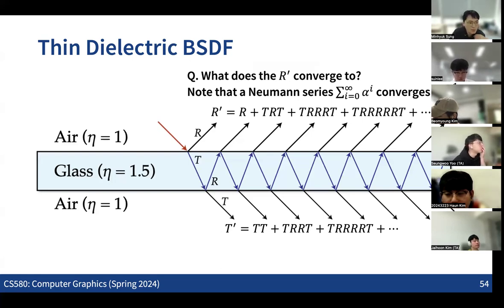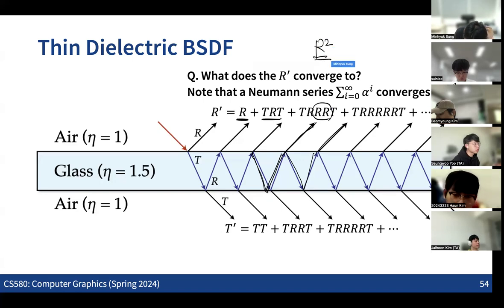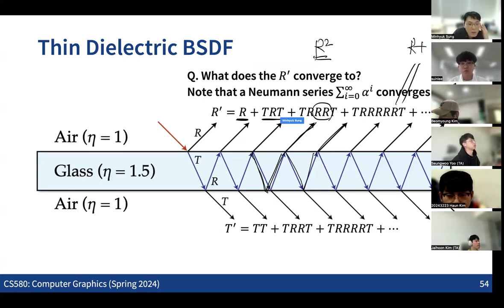Yeah, so as you can see, this will be the case where we have the R term and T times R times T. And after that, we have two more reflections, right? So we have two more reflections in the transmission, and two more reflections in the transmission. So every time we are multiplying by R squared. So this is the same as R plus, starting with T times R, and then 1 over 1 minus R squared, right?